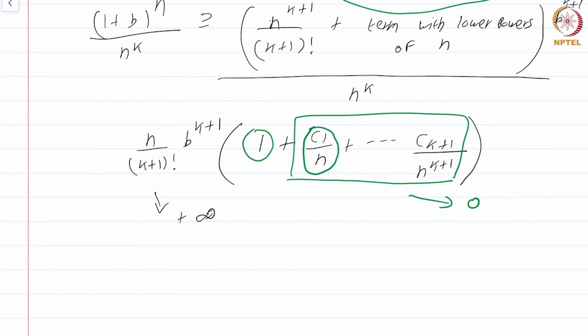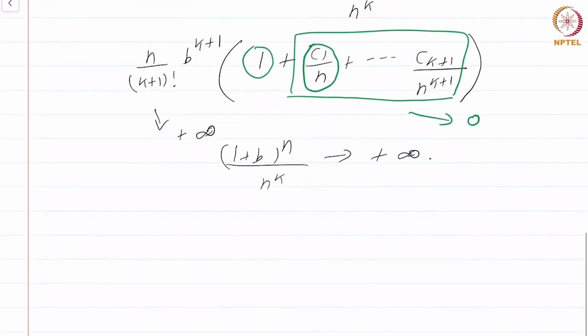So what we have shown is that 1 plus b the whole power n by n power k is in fact greater than or equal to a quantity that goes to plus infinity. So 1 plus b the whole power n by n power k diverges to plus infinity as required. Even when you take an exponential and divide by a higher degree term, you still get divergence to plus infinity. Now, example 3, as you can guess, is going to be an exercise for you.